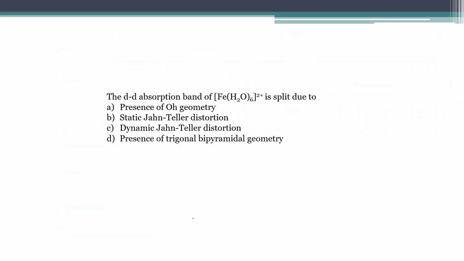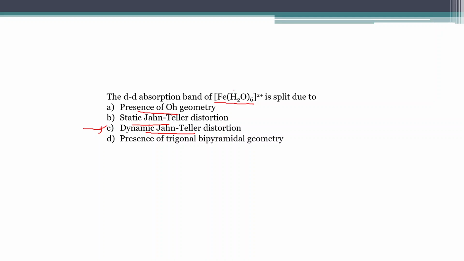Okay, and another question regarding the complex which shows dynamic Jahn-Teller: the d-d absorption band of Fe(H2O)6 2+ is split due to presence of octahedral geometry, static Jahn-Teller, dynamic Jahn-Teller, or presence of tetragonal bipyramidal geometry. We said that Fe(H2O)6 2+ is an example of dynamic Jahn-Teller distortion, and the absorption band is split. That is a consequence of the dynamic Jahn-Teller distortion. So C is the correct answer here.